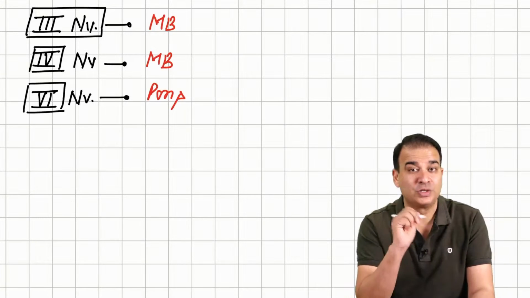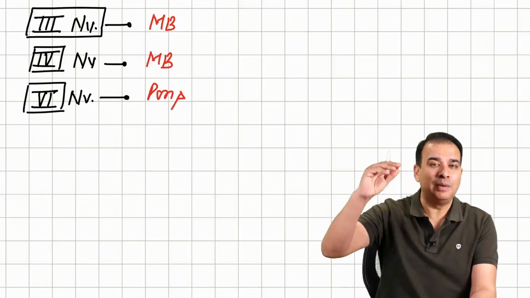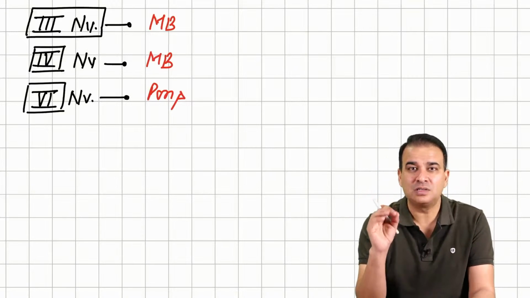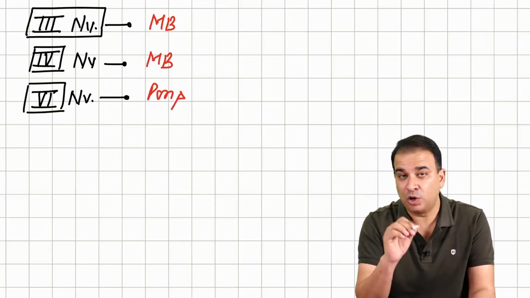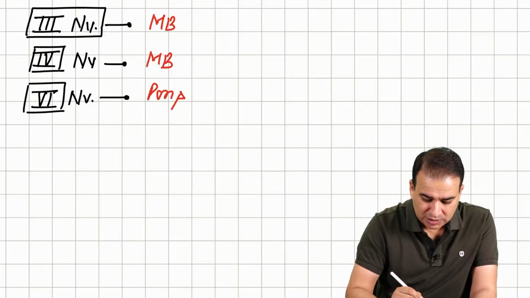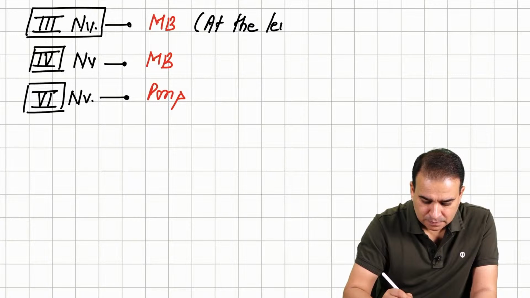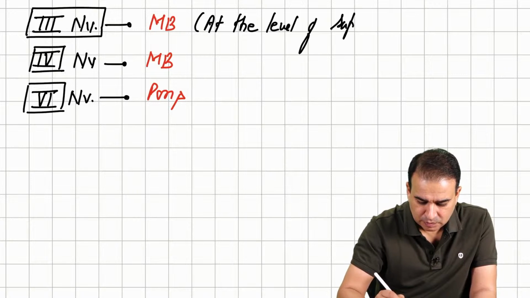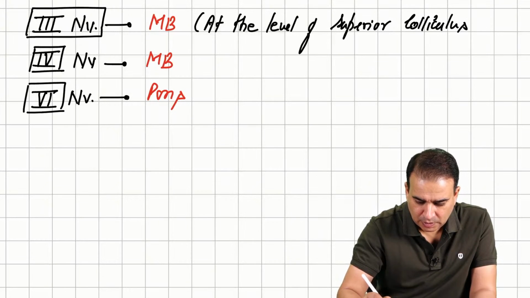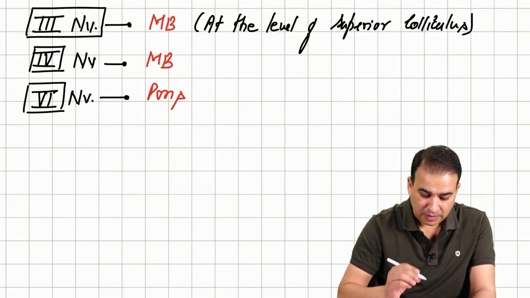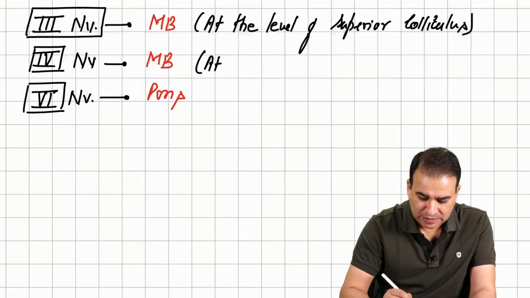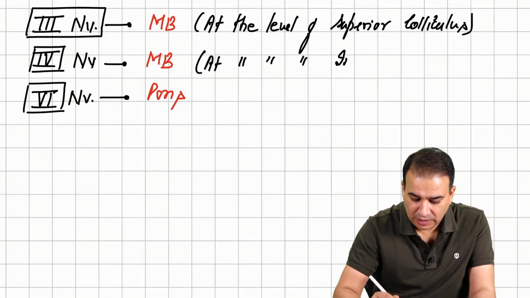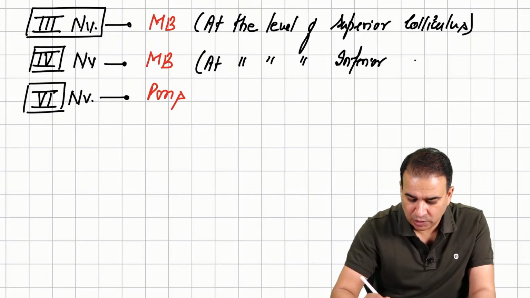But is it enough? No, it is still not enough here. The third nucleus is in the midbrain, but at the upper part of the midbrain, which is called the superior colliculus. So the third nucleus is present in the midbrain at the level of the superior colliculus. The fourth nucleus is also present in the midbrain, but this time it's present at the level of the inferior colliculus. Now, what is the superior colliculus and inferior colliculus?